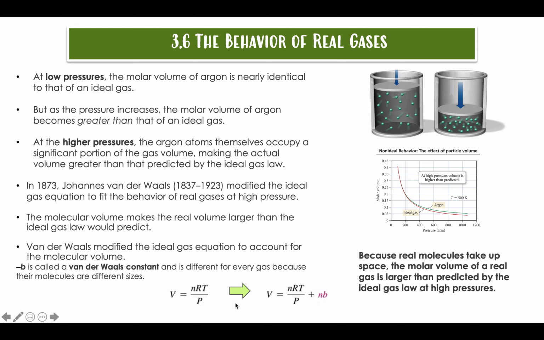So basically, if you wanted to find the volume of a gas at a very, very high pressure, you'd have to add nB, where n is the number of moles of gas that you have, and B is that van der Waals constant. And again, it's different for every gas because every molecule is a different size.